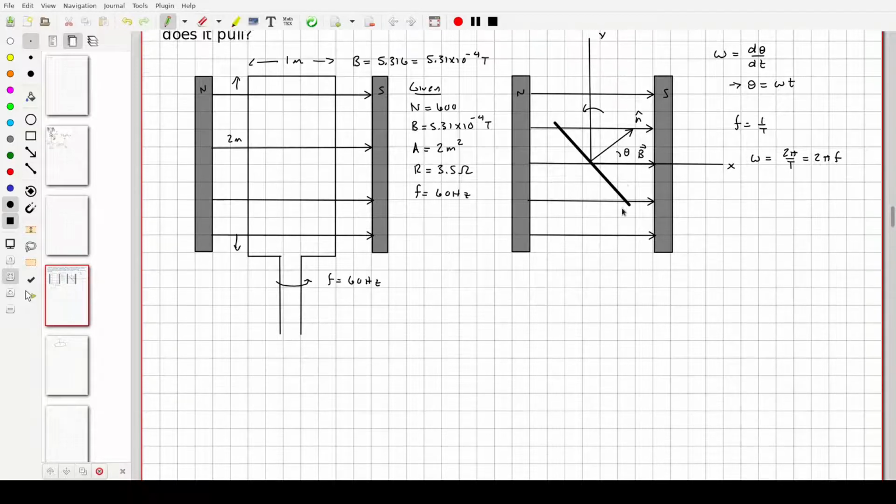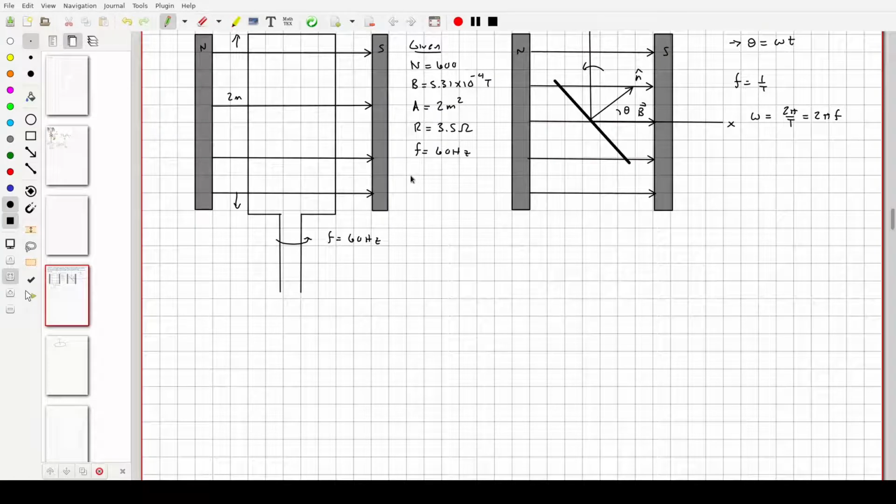So, that said, what are we trying to find? We're trying to find a few things. The first thing is the EMF. And then another thing I'd like to find from this is what the maximum EMF is going to be. Likewise, we want to find the current.